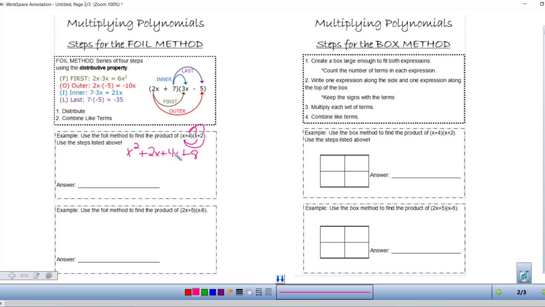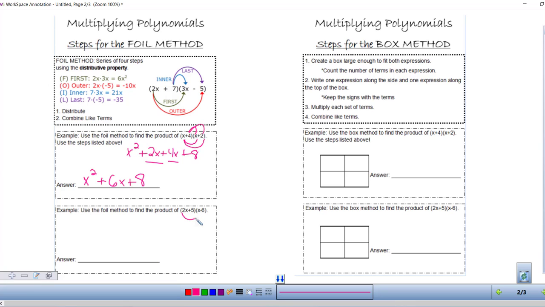So I have my four pieces that we multiplied, and then I look for like terms, 2x and 4x. So my final answer would be x squared, 2 plus 4, 6x. And I leave the x squared and the 8 because those are not like terms. That's my final answer. That's the FOIL method. Do another one.